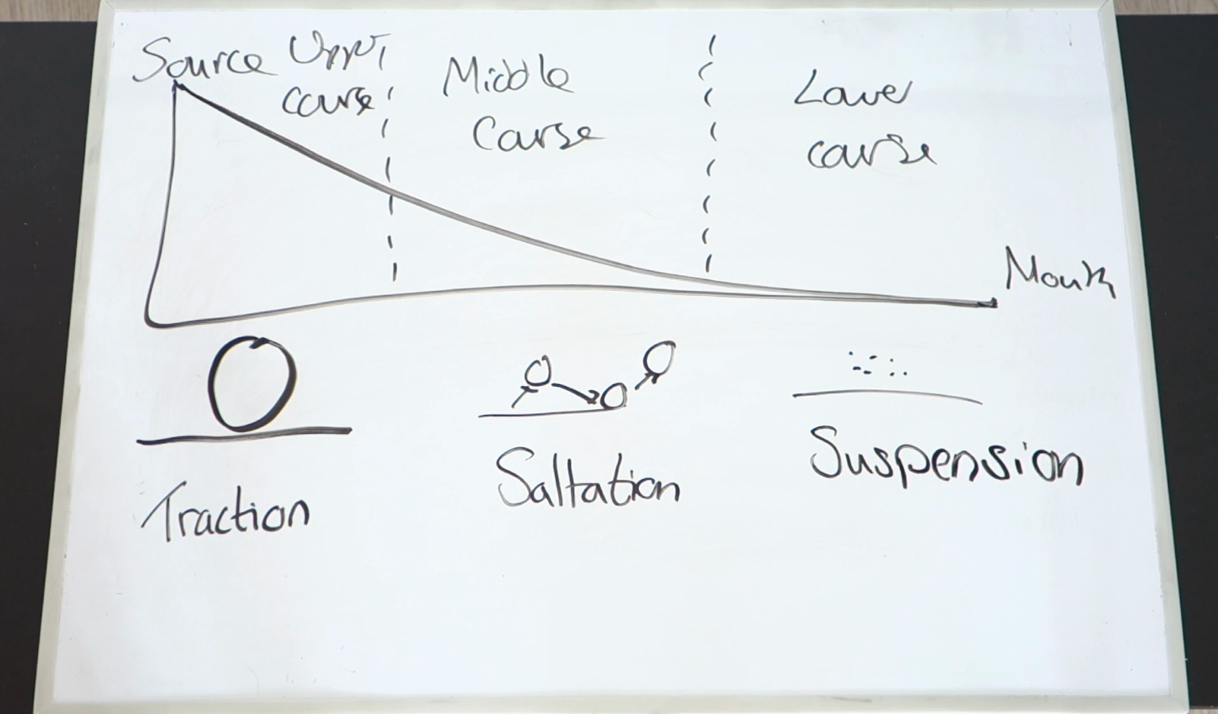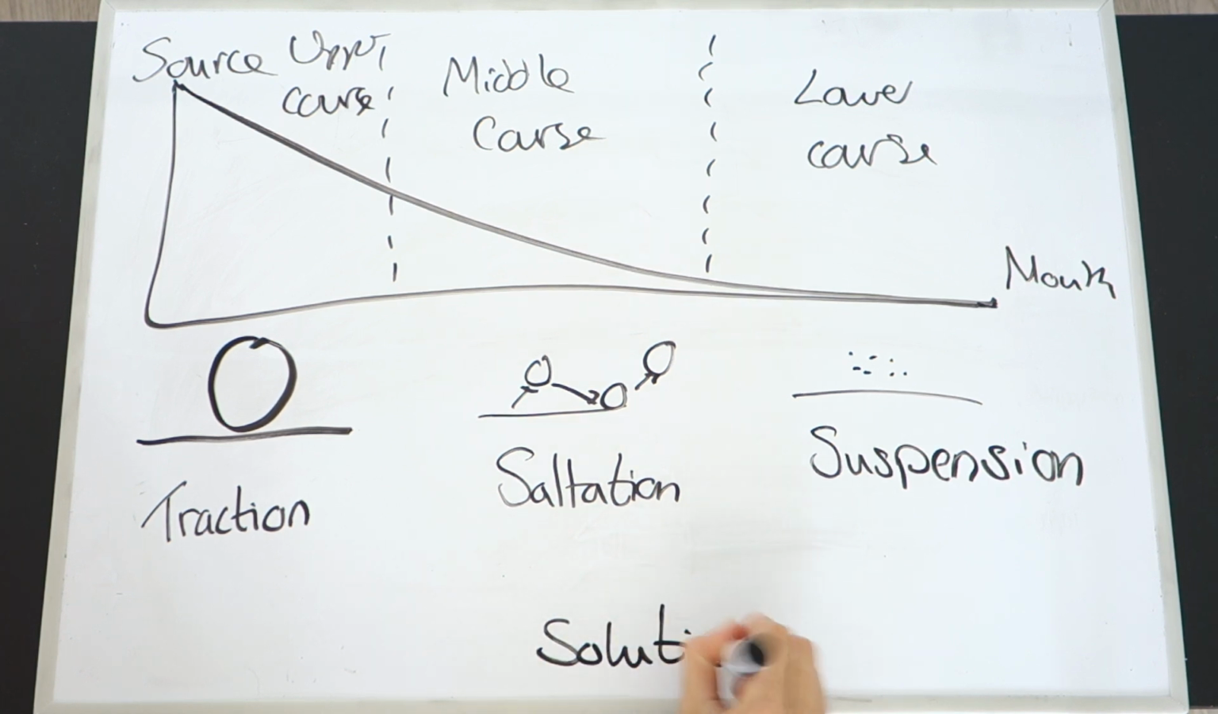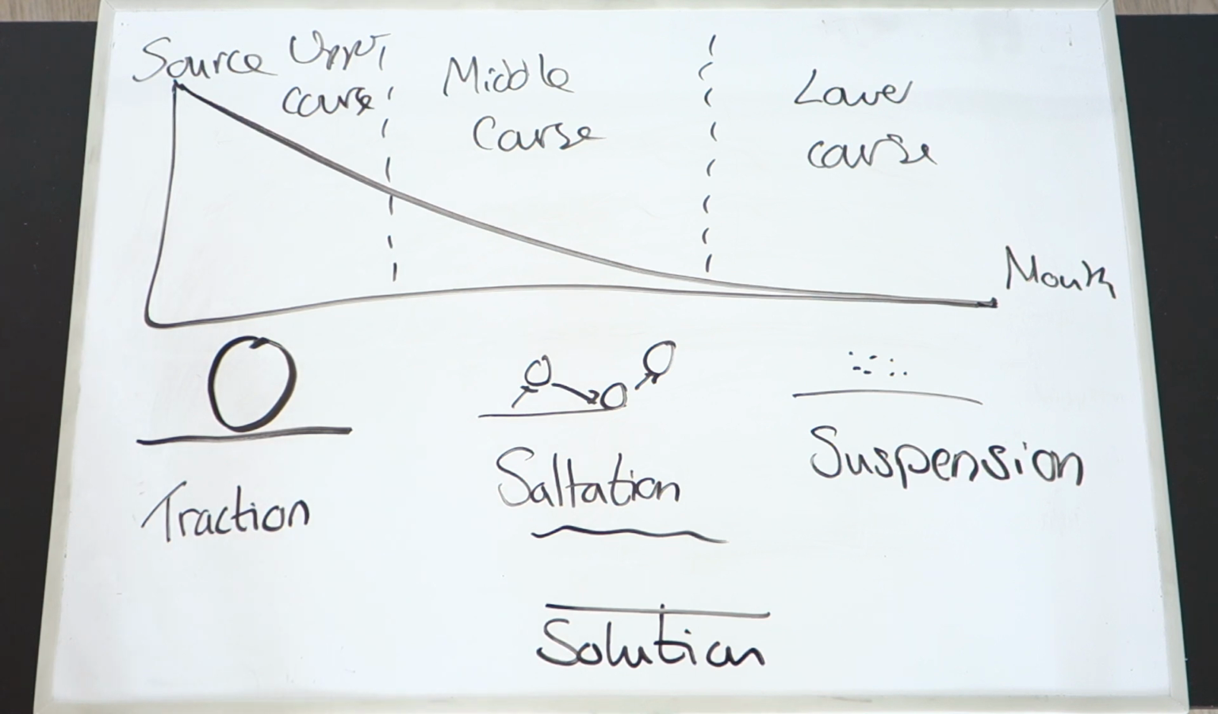Now, some rocks dissolve into water. Remember when we were talking about erosion and we said that some rocks dissolve into water? Just like if you put sugar into a cup of tea, you stir it around, it will disappear because it's been dissolved into the water. So once rocks have been dissolved into the water, they move along as part of the liquid. And that process is called solution.